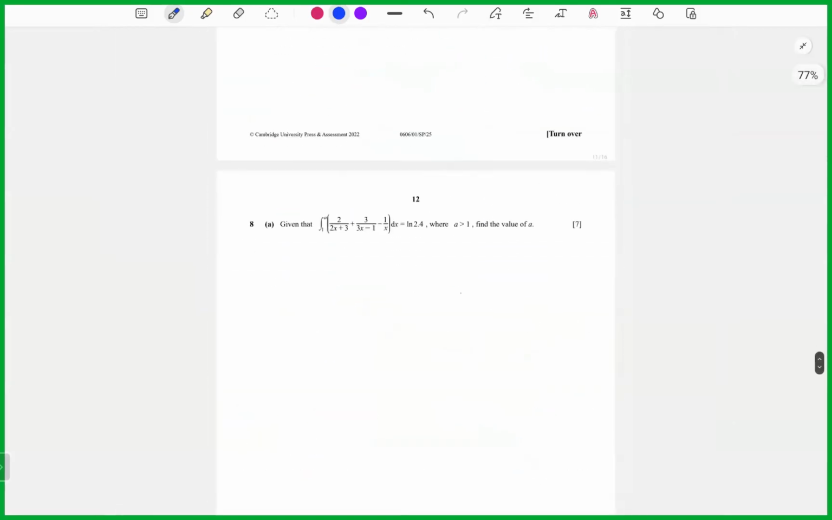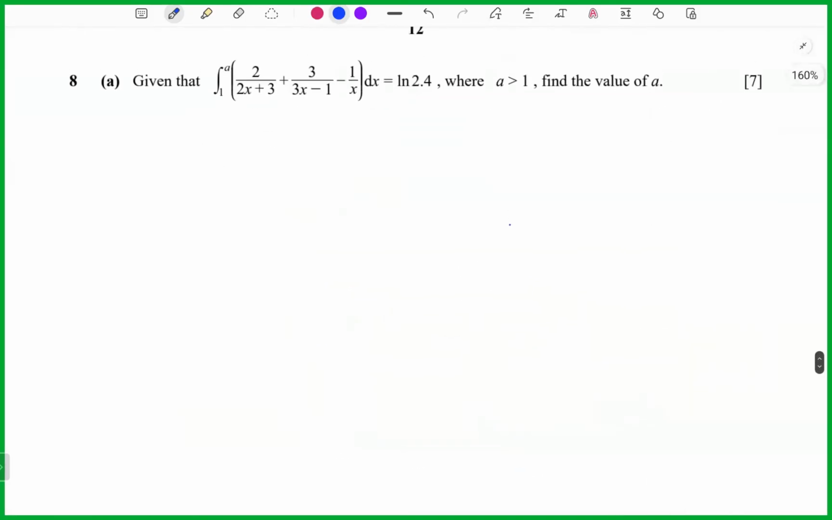Okay, let's see question 8. Given that the integral, okay, you need to do the integrals part here. Okay. So you need to find the value of a, and we know that a is more than 1. Okay, so now we try to start.